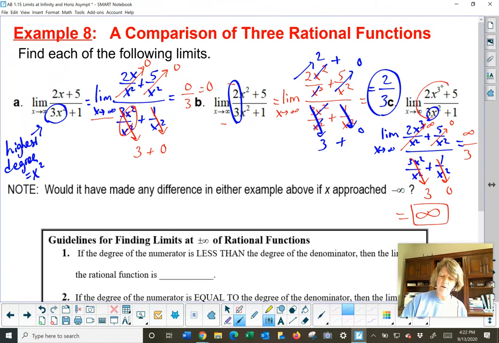Notice that the degree of the numerator was higher than the degree of the denominator, and therefore it has more say in what the function's doing. In the very first one, the denominator had the higher power, so it is more persuasive. It's going to dominate that fraction and take the denominator to a much larger value than the numerator was, and thus we saw that the limit went to 0.